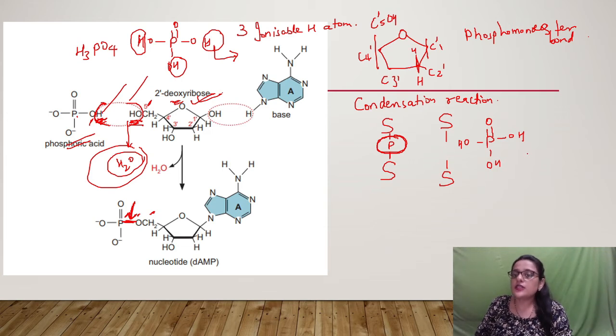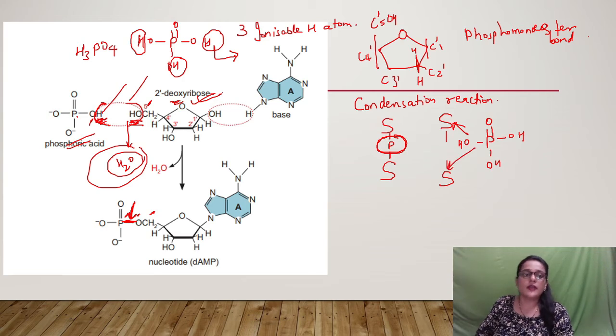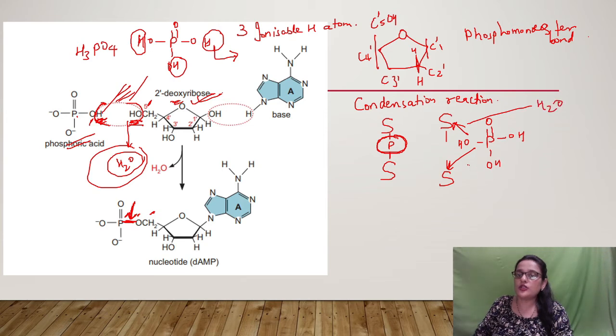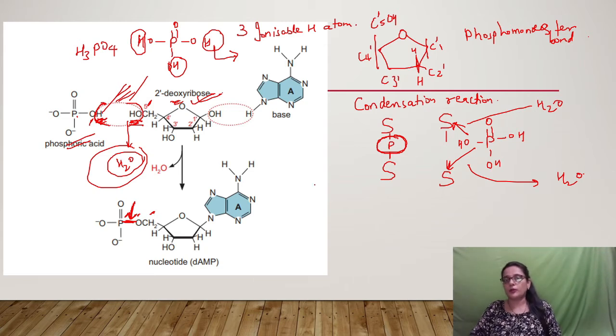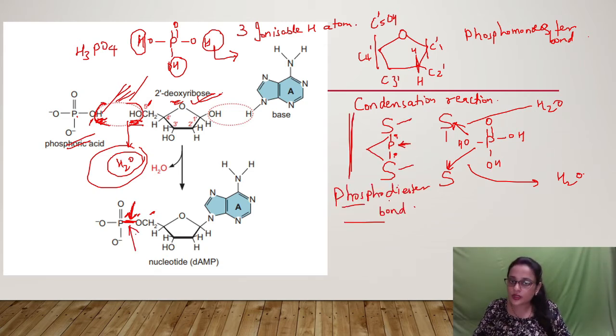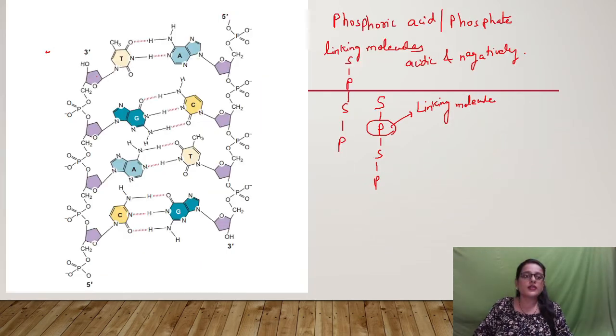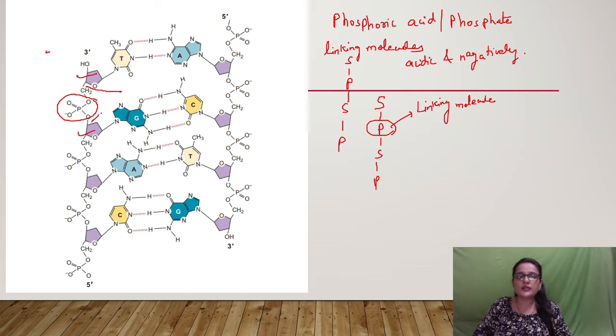So when this phosphoric acid combines with this sugar first and this sugar first, in this way, by the loss of a water molecule, from here also one water molecule will be lost, from here also one water molecule will be lost, then only a phosphodiester bond will be formed. So the combination of these two phosphomonoester bonds gives rise to the phosphodiester bond. See, this is our sugar, this is our sugar, this is our phosphate molecule, and over here this is the monoester bond, this is the second monoester bond. So the combination of these two gives rise to the phosphodiester bond.